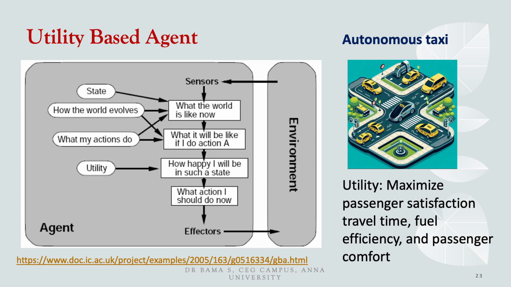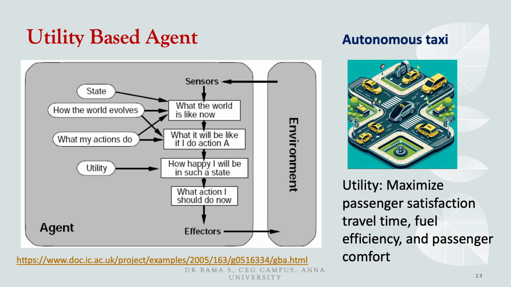Another type of agent is the utility based agent. In addition to the goal, it talks about some kind of happiness. If you look at this picture, it is very similar to the goal based agent, except that the goal is missing here, and there is the happiness criterion coming under the third block below the sensors. After doing each action, we have to evaluate and check how happy I will be in such a state, and that leads to the utility.